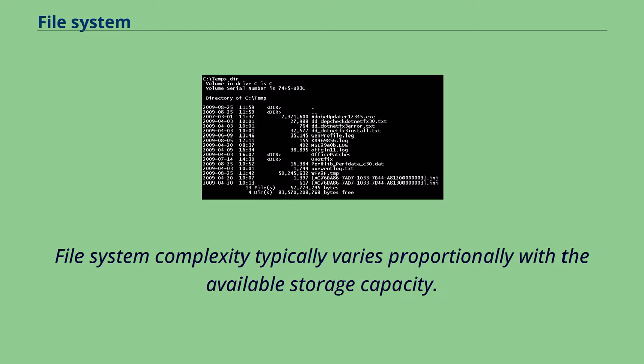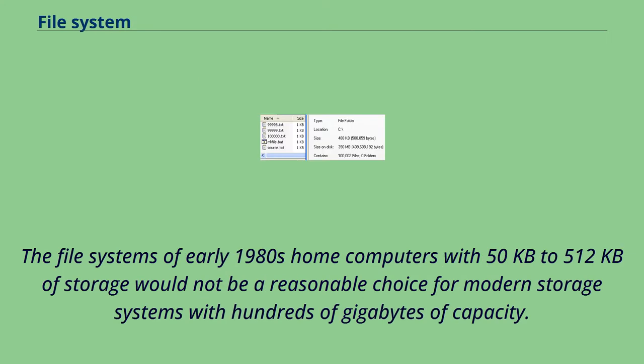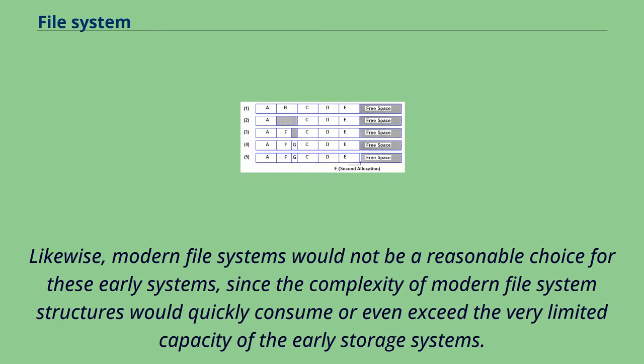File system complexity typically varies proportionally with the available storage capacity. The file systems of early 1980s home computers with 50 kilobytes to 512 kilobytes of storage would not be a reasonable choice for modern storage systems with hundreds of gigabytes of capacity. Likewise, modern file systems would not be a reasonable choice for these early systems, since the complexity of modern file system structures would quickly consume or even exceed the very limited capacity of the early storage systems.